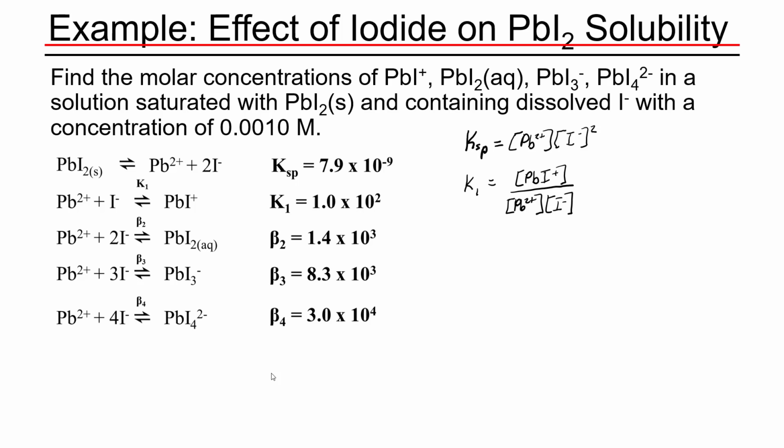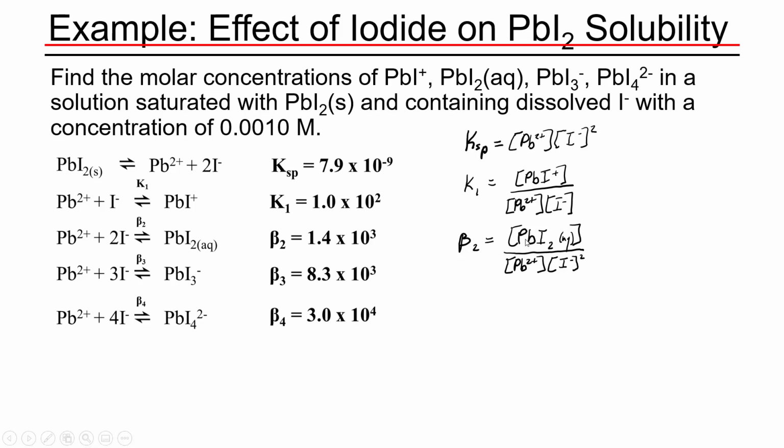So our first step in solving for the concentrations of all these lead-containing species is we need to write equilibrium constant expressions to describe every equilibrium. The KSP would be the concentration of lead 2 plus times the concentration of iodide squared. For K1, the formation of PbI plus, the equilibrium constant expression would be PbI plus concentration divided by the concentration of lead 2 plus times concentration of I minus, products over reactants. And remember, the beta values are just different types of equilibrium constants in terms of their notation, but they're written like every other equilibrium constant.